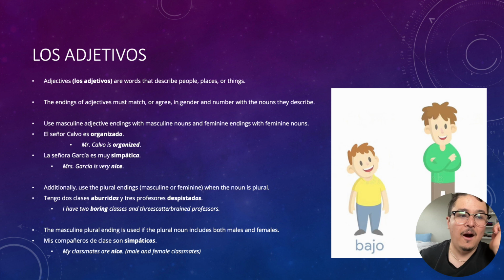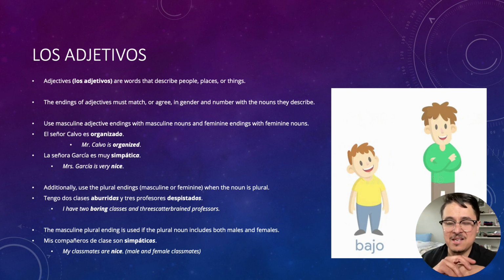So all right, adjetivos. You can't see because my face is in the way, but bajo or alto, which are descriptors, adjectives, short or tall. So adjectives are words that describe people, places, or things. You know this from English, hopefully. So translate the rules in that regard. So el señor es calvo. El calvo es organizado. Mr. Calvo is organized. Organizado, remember, cognate.